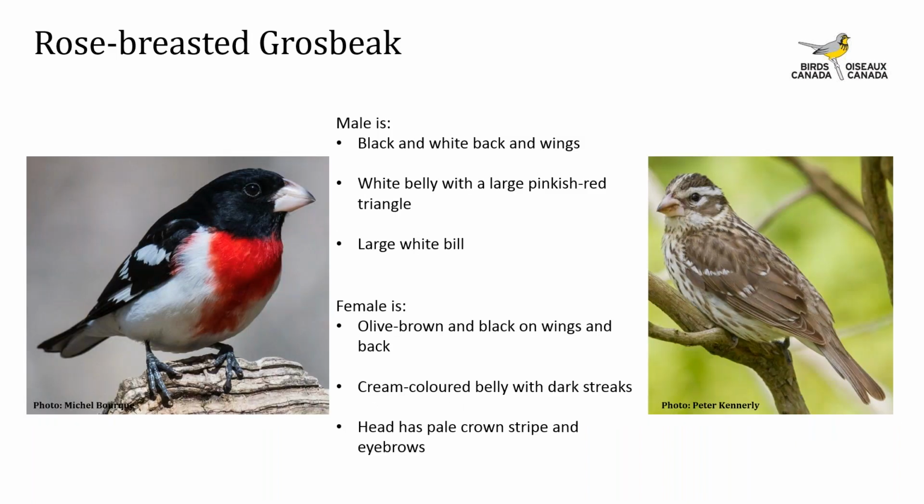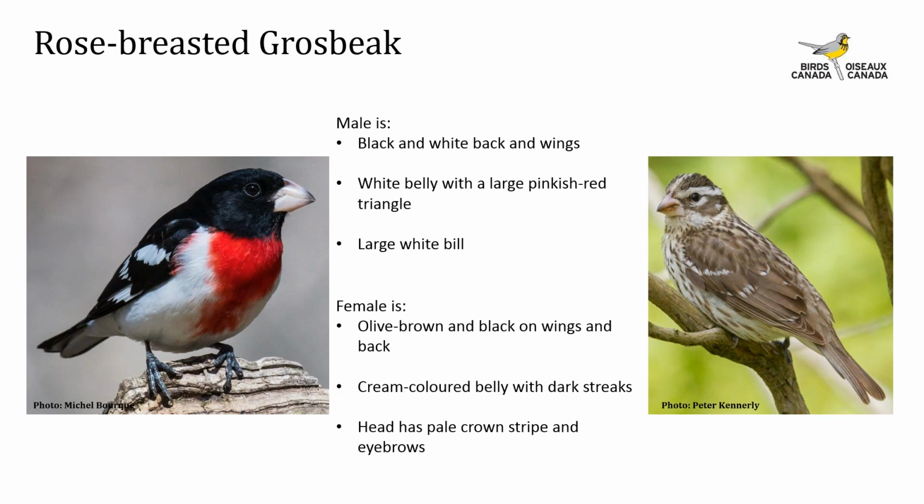So the rose-breasted grosbeak is the only bird I'll be talking about today where the male and female have a markedly different appearance. It's a medium-sized finch. The male has black and white back and wings, and a white belly with this large pinkish red triangle on its breast and this large white bill.